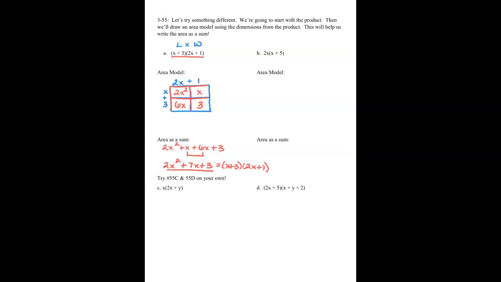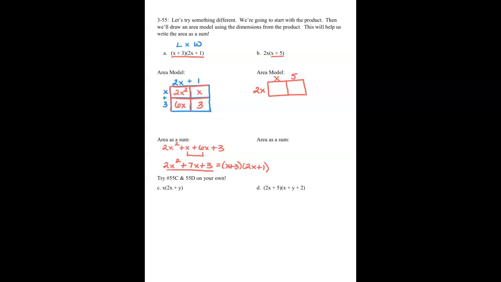Let's take a look at the next one. 2x times x plus 5. That means I need to draw an area model that has one dimension of 2x. No need to split it into parts. I don't have an addition sign in between the 2 and the x. The second dimension, though, has a part that's x, and then a second part that's 5 units long.